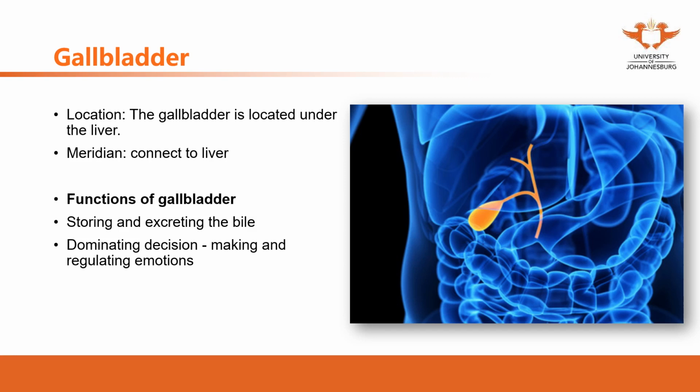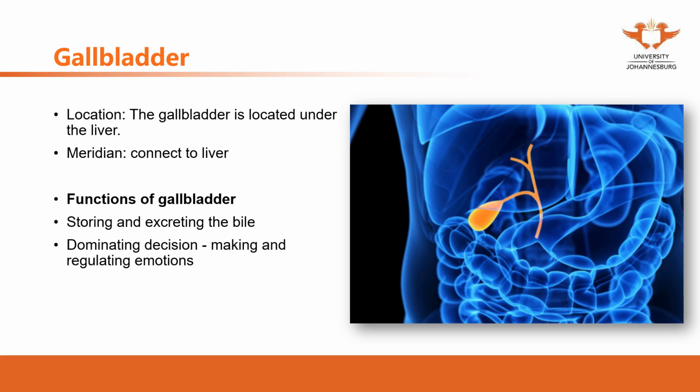And the gallbladder is also considered an extraordinary organ. The extraordinary organs are different from the Zang and Fu organs. The gallbladder is considered both a Fu organ and an extraordinary organ. This is the only organ that's considered as both.